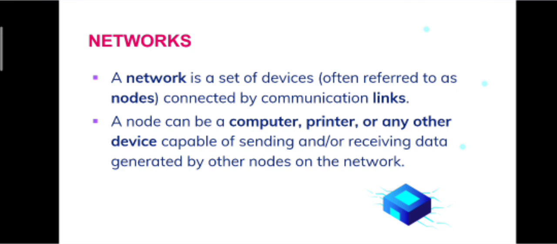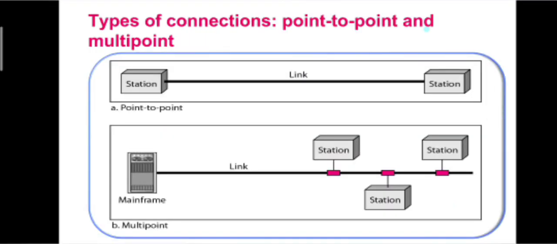Firstly, we will concentrate on nodes. A node can be a computer, printer, or any other device capable of sending or receiving data generated by other nodes in the network. A network is two or more devices connected through a link. A link is a communication pathway that transfers data from one device to another device.